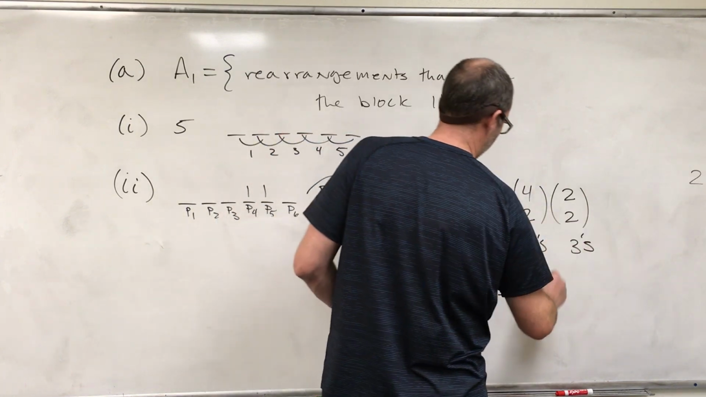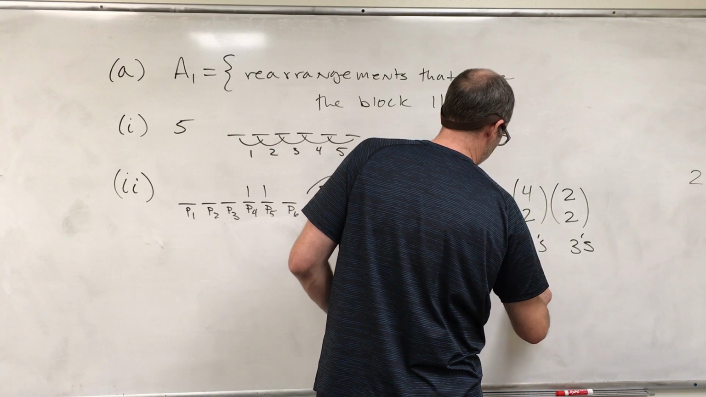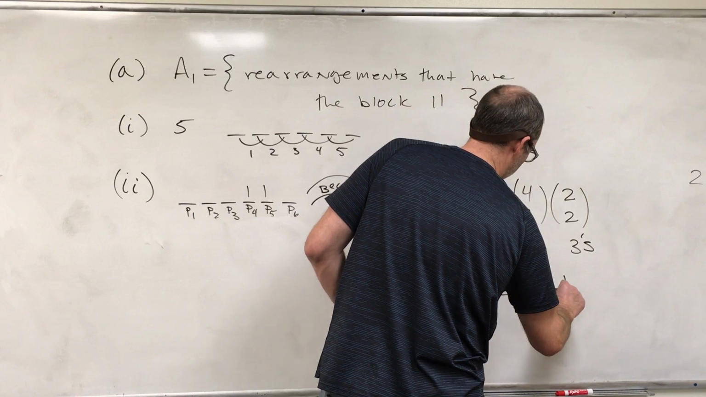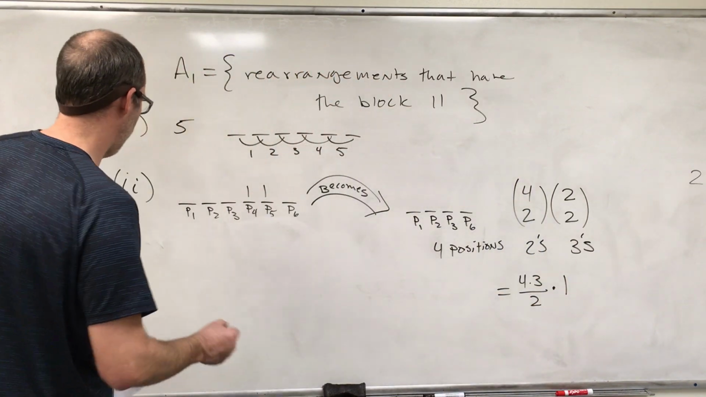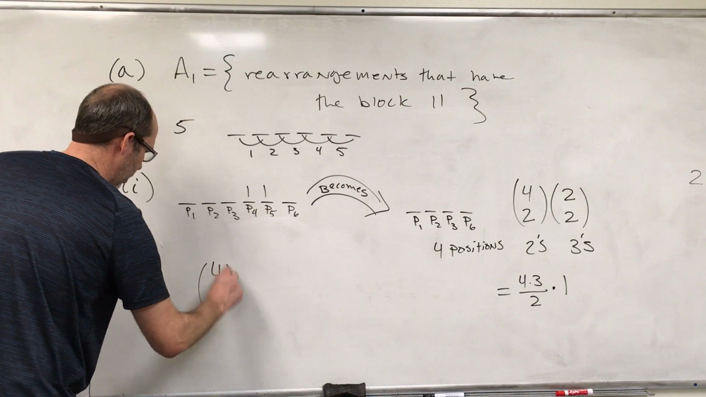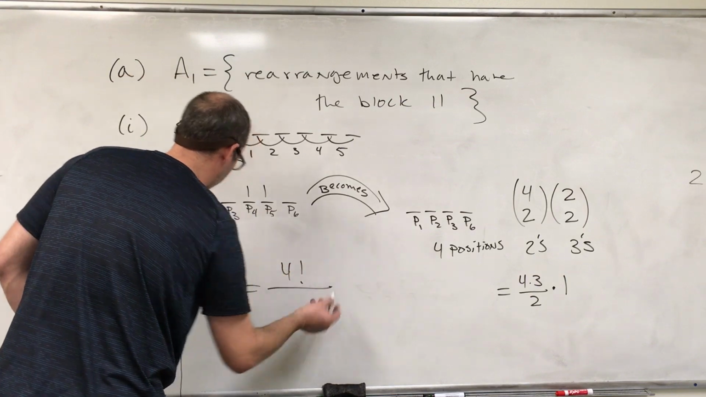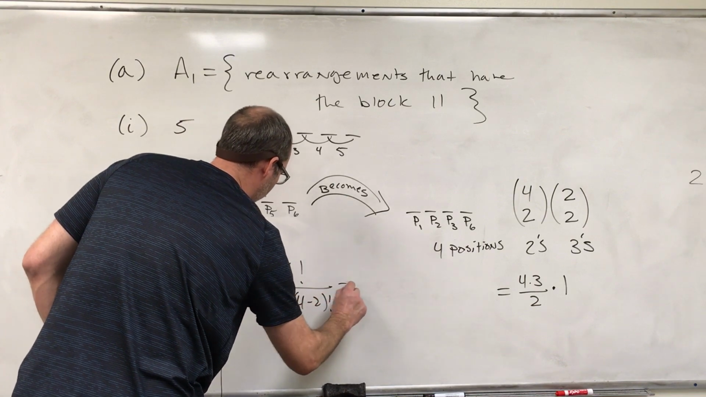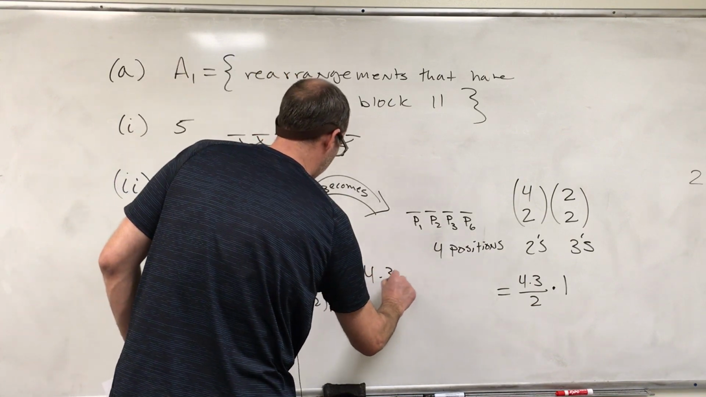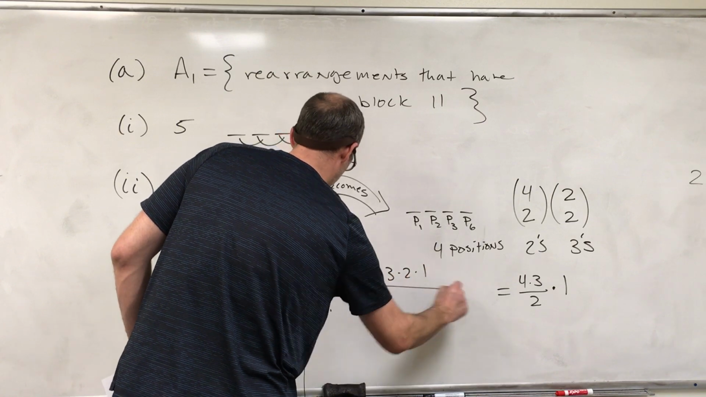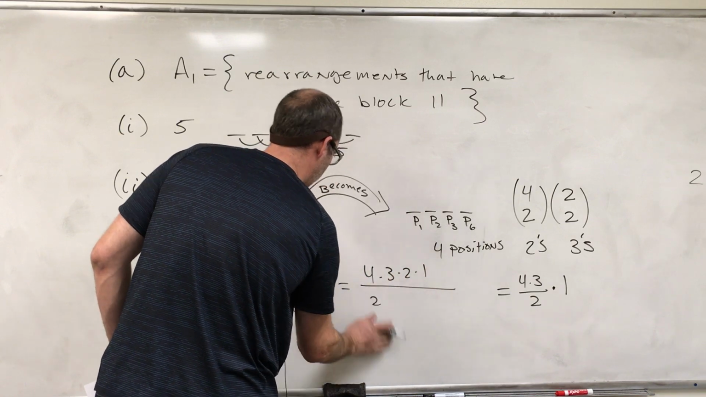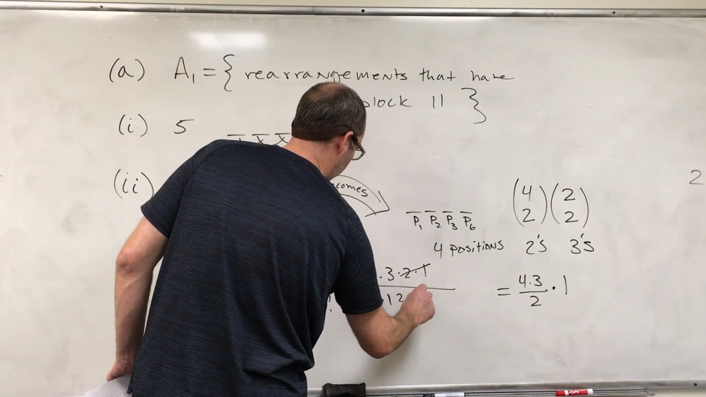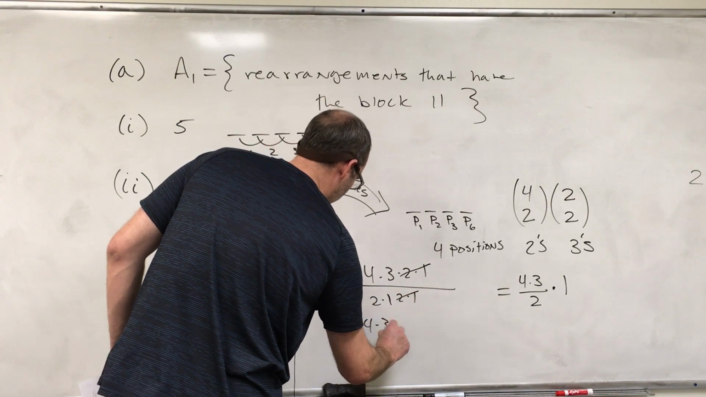So 4 choose 2. You could actually just compute this, it might be easier. You've got 4 factorial over 2 factorial times 4 minus 2 factorial. This is 4 times 3 times 2 times 1 over 2 times 1, times 2 factorial, which is 2 times 1. Those cancel, so 4 times 3 over 2.